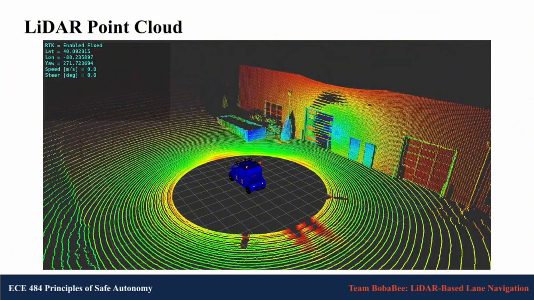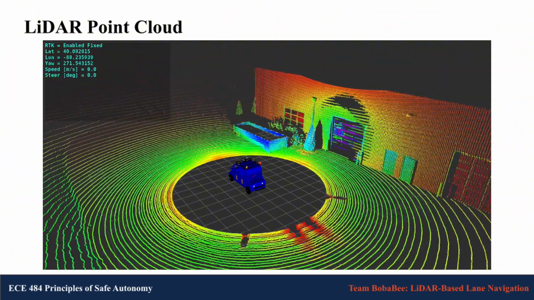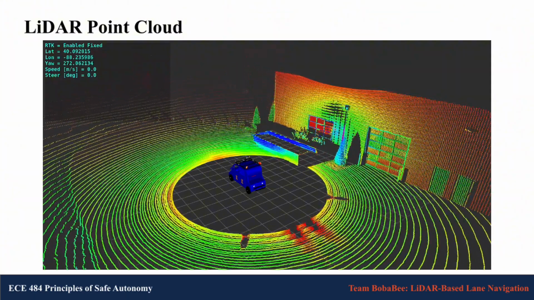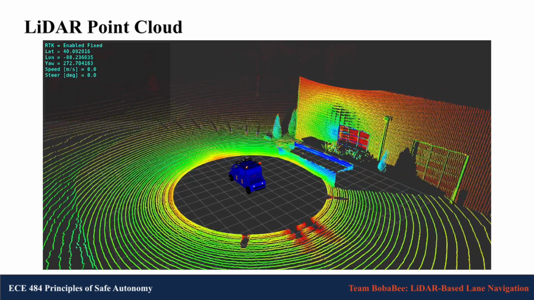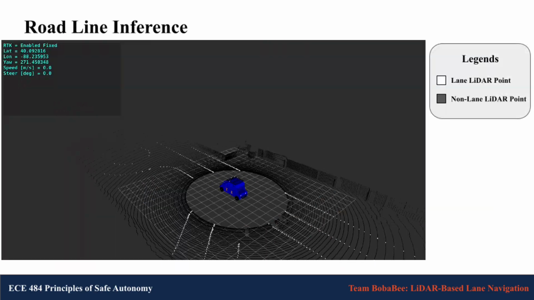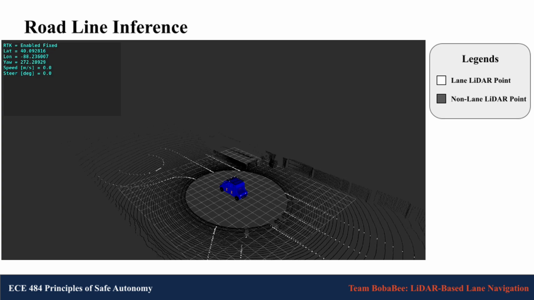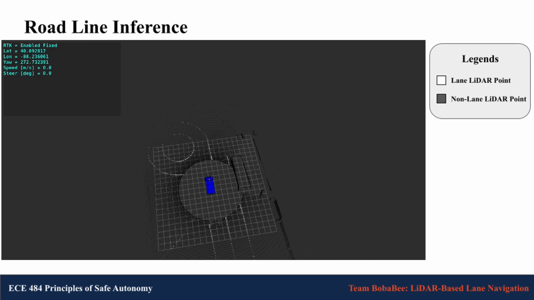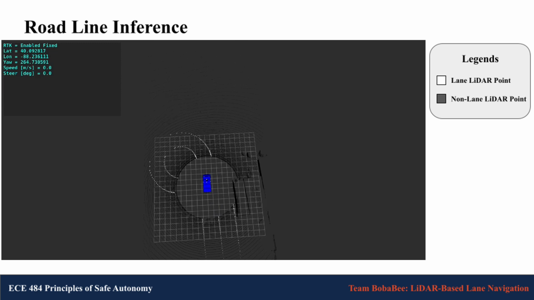This is the raw data from the Ouster LiDAR with signal attribute. What we are trying to do is to extract the lane line information from the point cloud. This is our road line inference result after passing the raw LiDAR point cloud into the transformer. As you can see, our model is able to segment the lane line precisely.